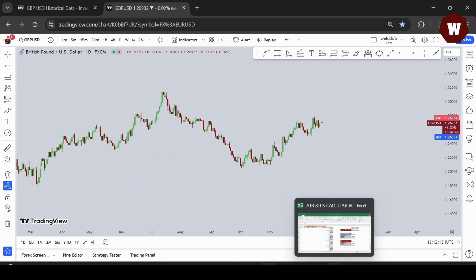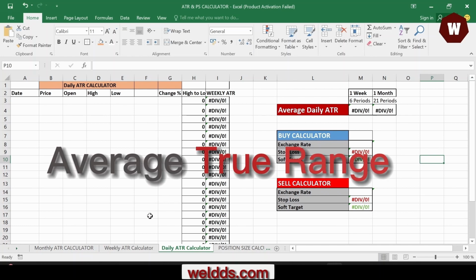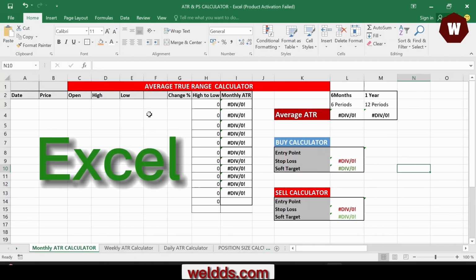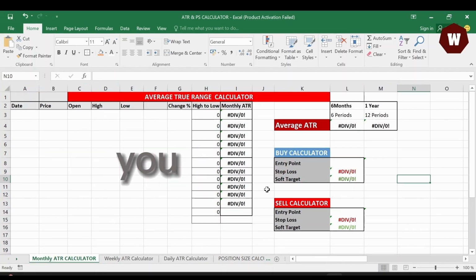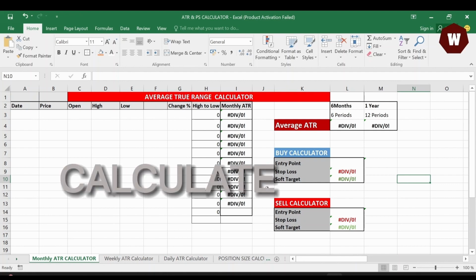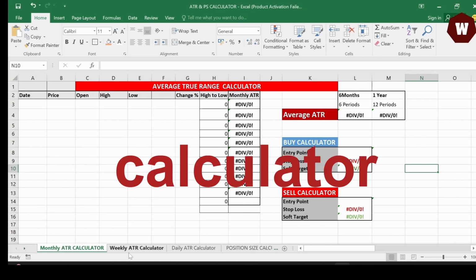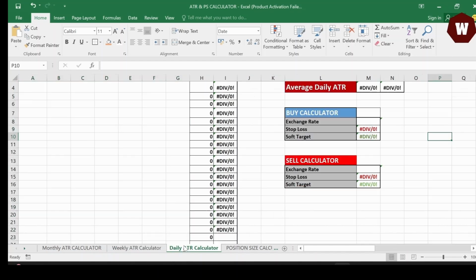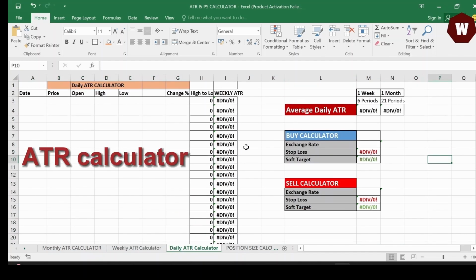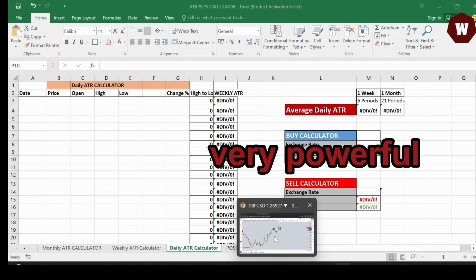So today I have prepared what is called the average true range calculator here. I use Excel to set this up, and I'm going to show you how you can use it to set the correct stop loss. You can use it even if you are a swing trader, a position trader, or a day trader. Here we have the monthly ATR calculator, the weekly ATR calculator, and the daily ATR calculator. If you're a day trader, you will most likely be using the daily ATR calculator, and I'm going to show you in a minute how you can use this tool, and it is very powerful.